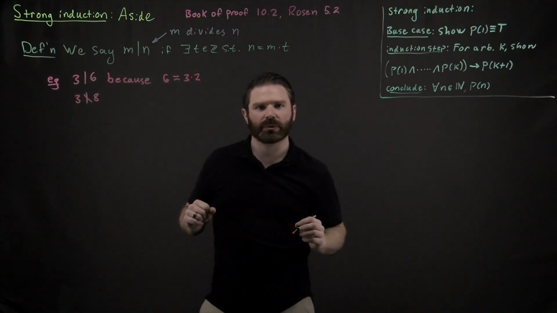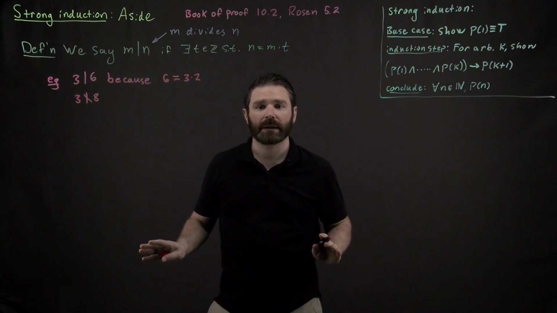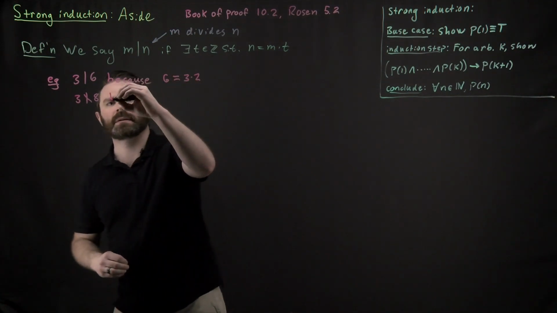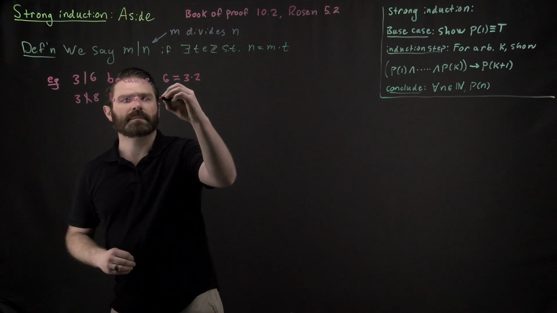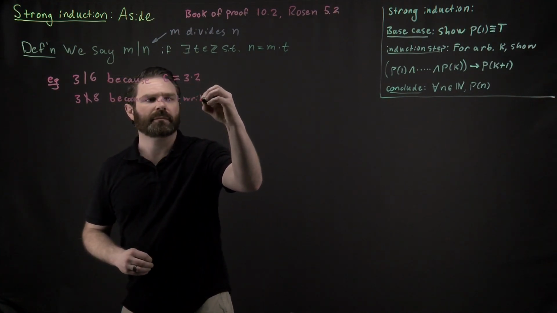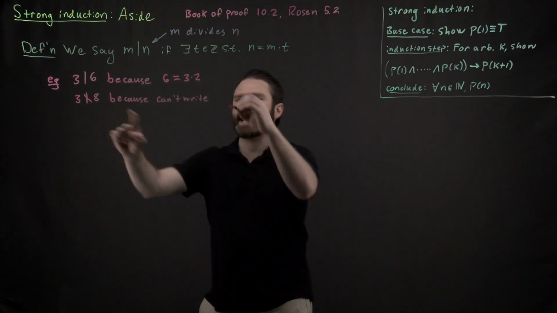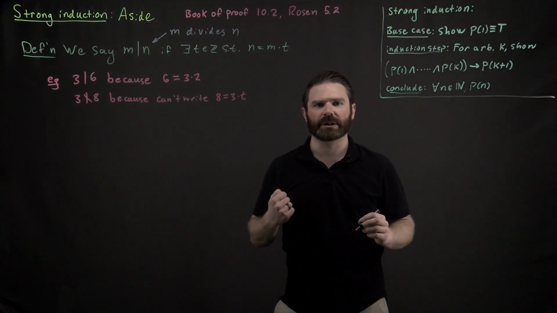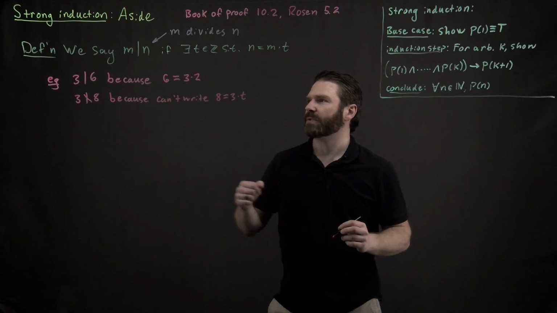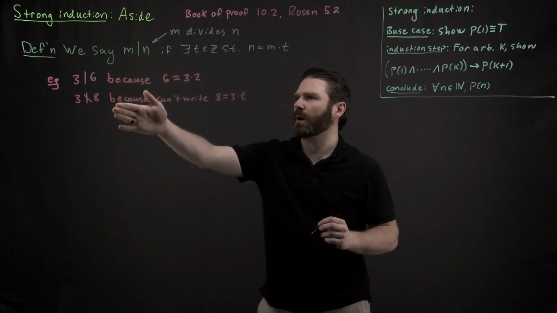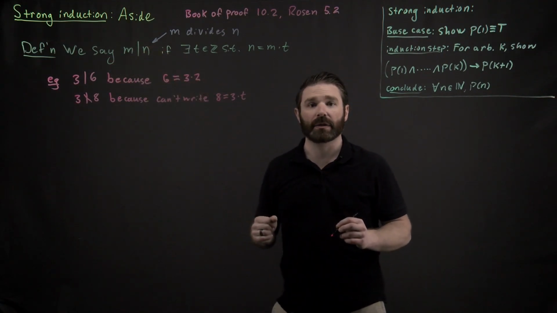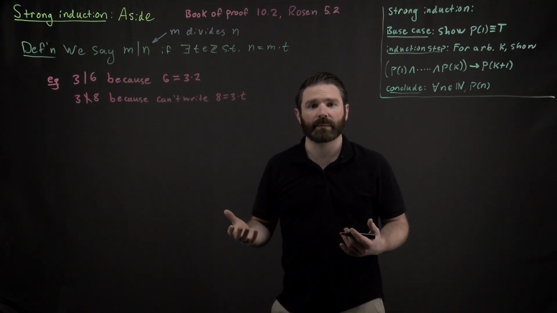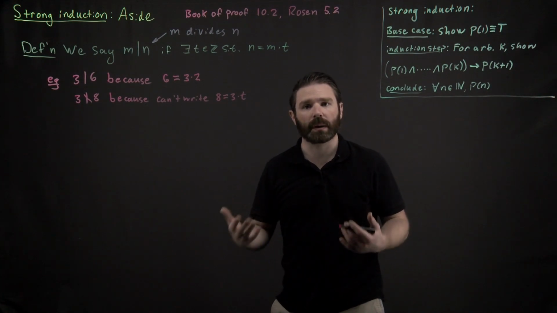If you put a slash through it, that means does not divide. So here, 3 does not divide 8, because we can't write 8 as 3 times some other integer. So that's what it means to divide or not divide. That's what I mean by those symbols. And using this allows us to define what it means for a number to be prime or composite.